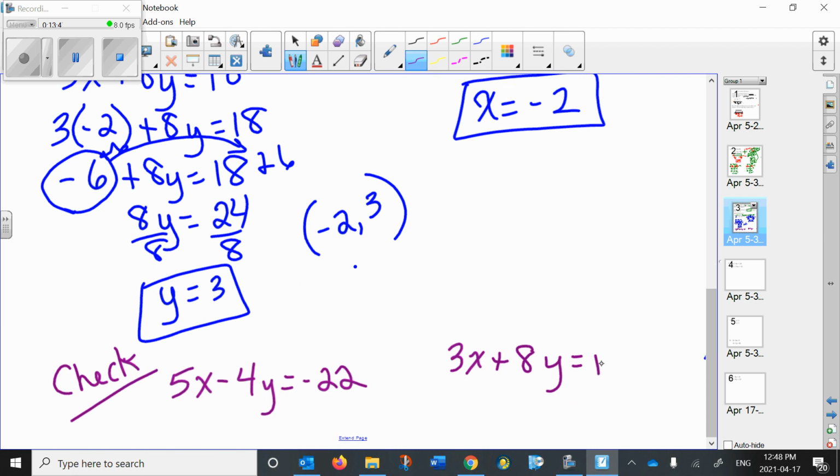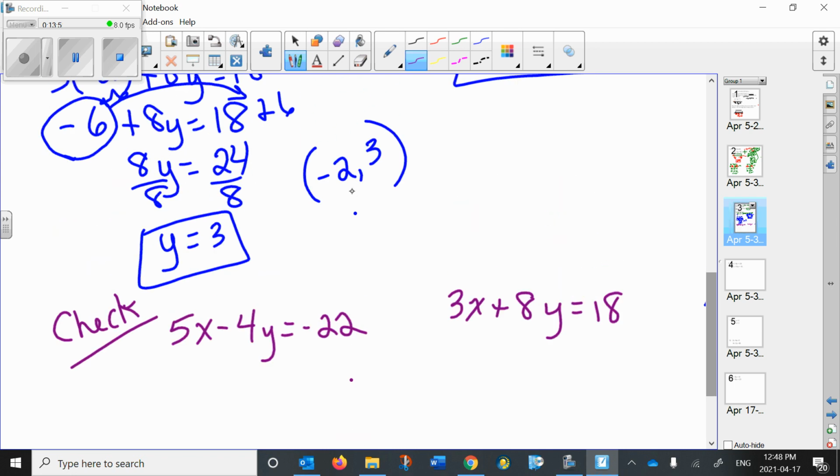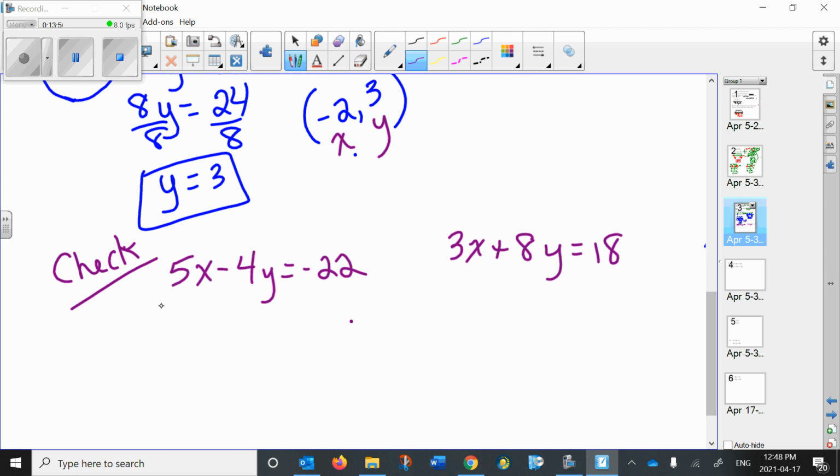Yes, 18. And I plug in my x and y values. So my x is -2 and my y is +3. So I say, okay, 5 times -2 minus 4 times 3 equals -22. And this is going to give me 5 times -2, which is -10.